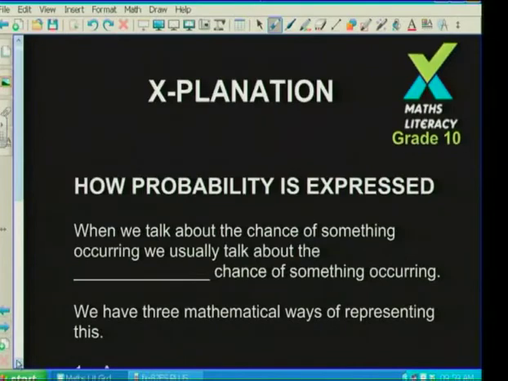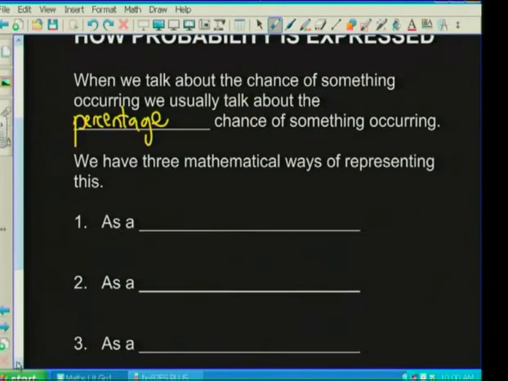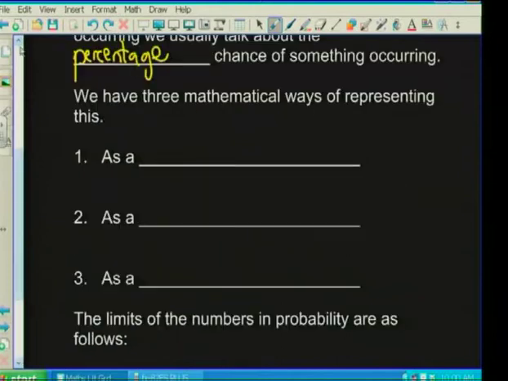If we go on to the next explanation, it says when we talk about the chance of something occurring, we usually talk about the percentage. That's what we've been saying earlier on, chance of something occurring. That's what I said earlier, 50% chance of something happening, 20% chance of something happening. But we really have three mathematical ways of expressing probability. So the first one we've already seen, that's the percentage.